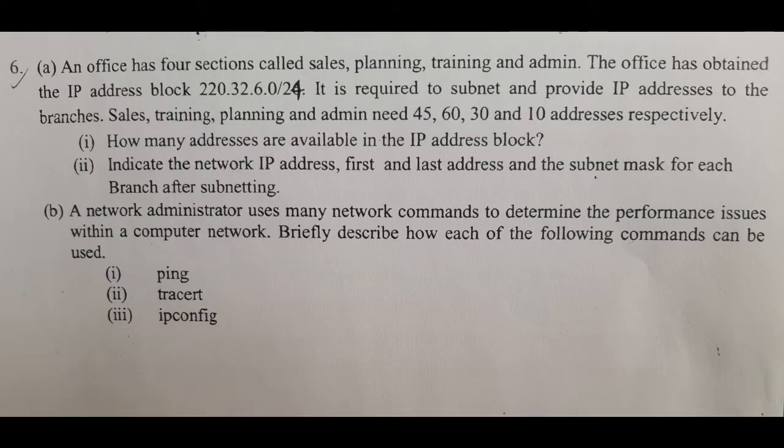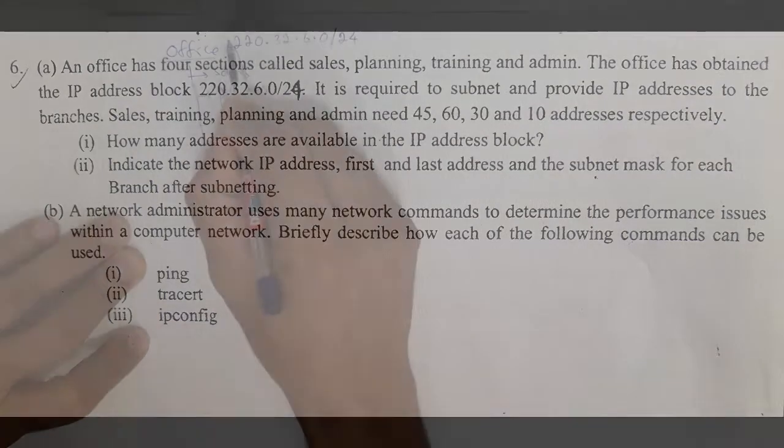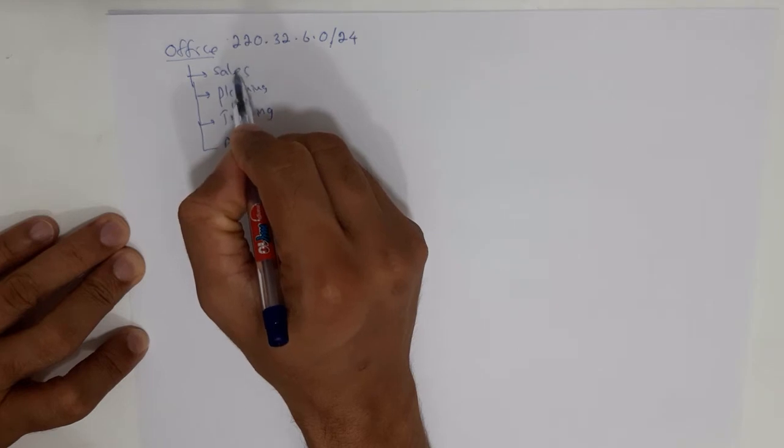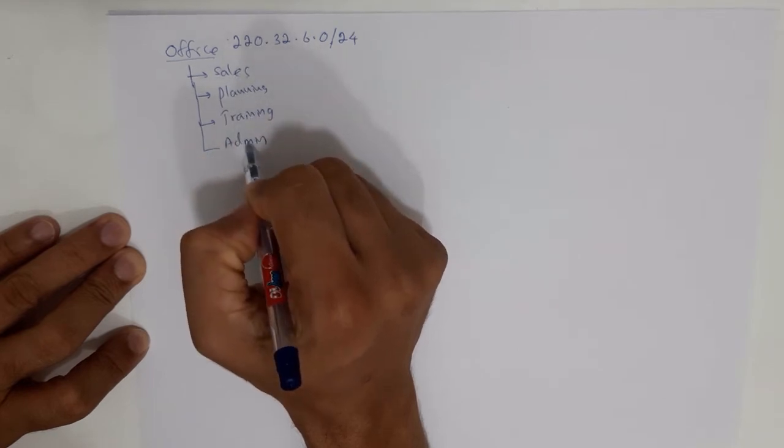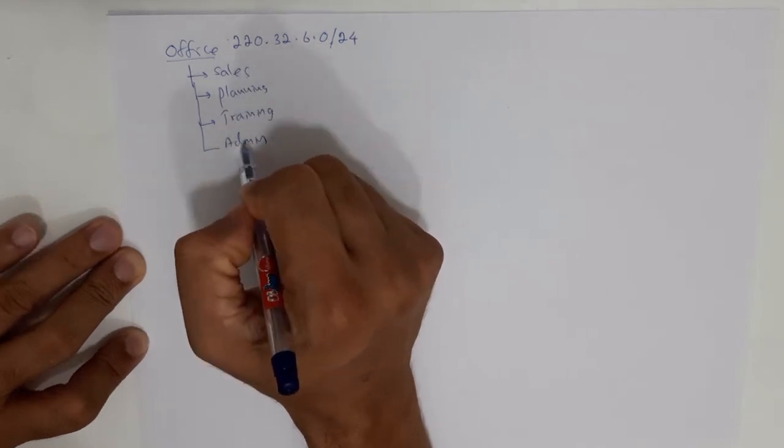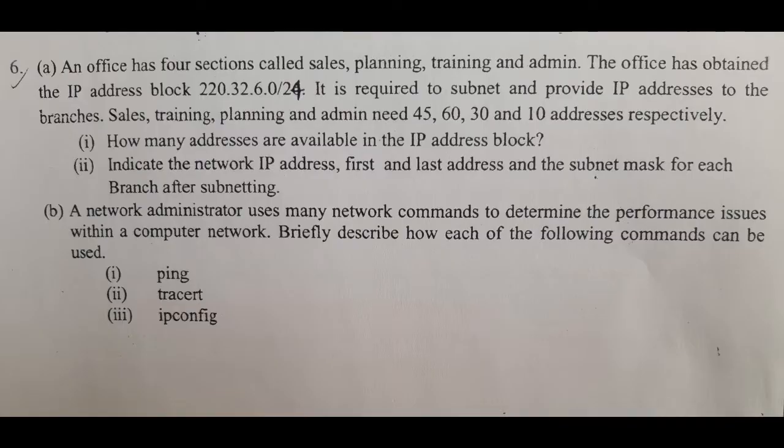It is required to subnet and provide the IP addresses to the branches. Now this IP address block has to be subnetted into 4 subnetworks. Why? There are 4 sections in the organization.